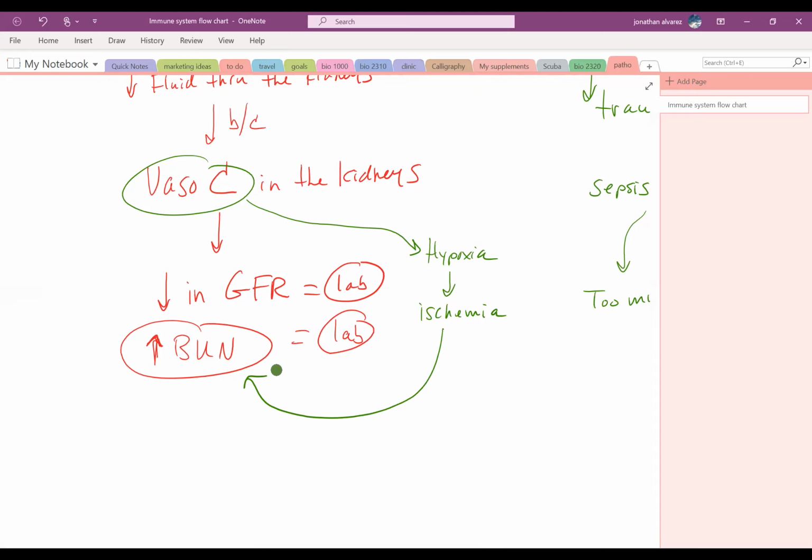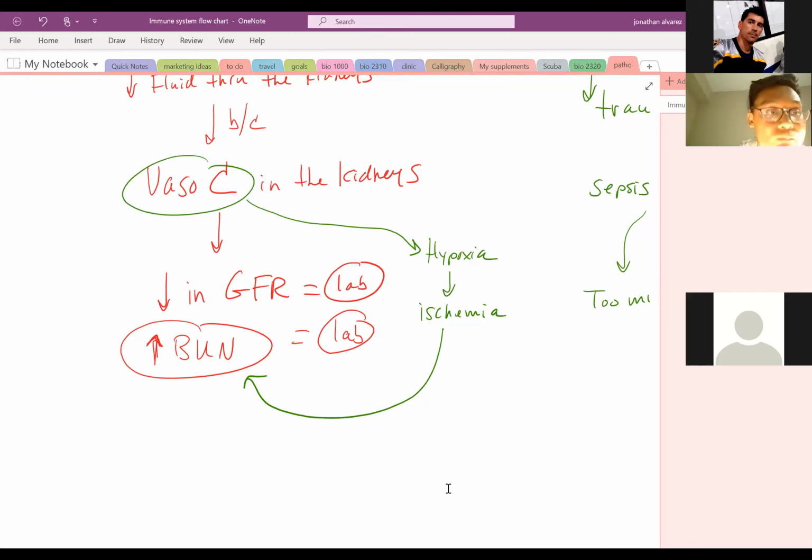All right. Okay, any questions, comments, and all that before we take a break? Sorry, did you just say vasoconstriction causes hypoxia, which causes ischemia, which increases the BUN levels? Is that what you said? Well, it contributes to it, right? Oh, okay. So it adds to it, yes.